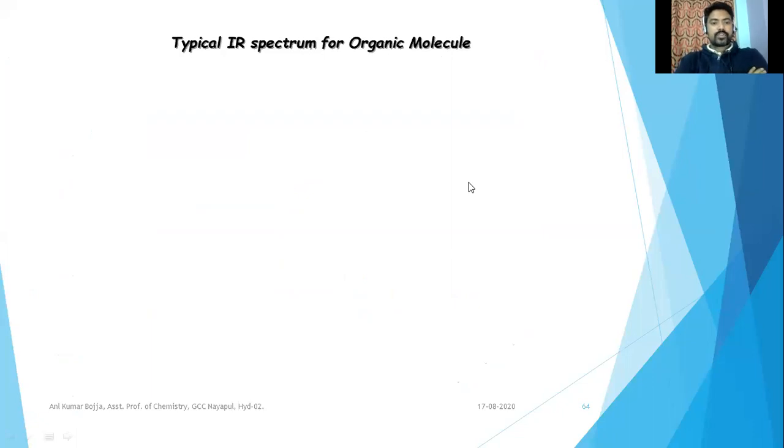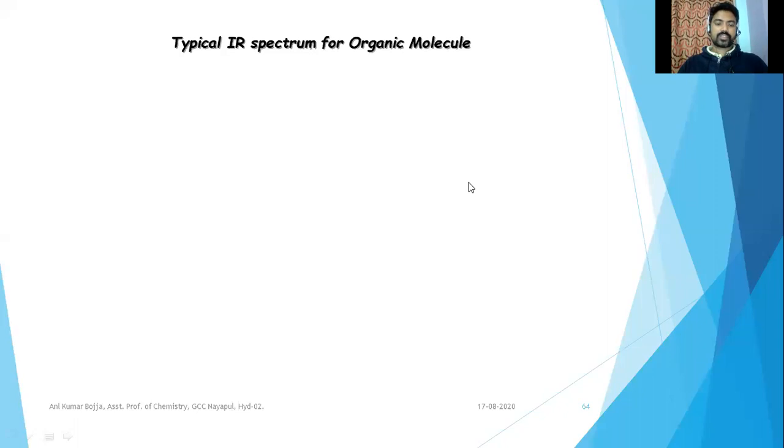We have been learning about infrared spectroscopy regarding organic chemistry, organic molecules. In previous classes, we discussed where the infrared region lies in electromagnetic radiation, what kind of radiation comes under the infrared region, and we have also studied the instrumentation, how the infrared spectrometer is built, and what sources we use in an IR spectrometer.